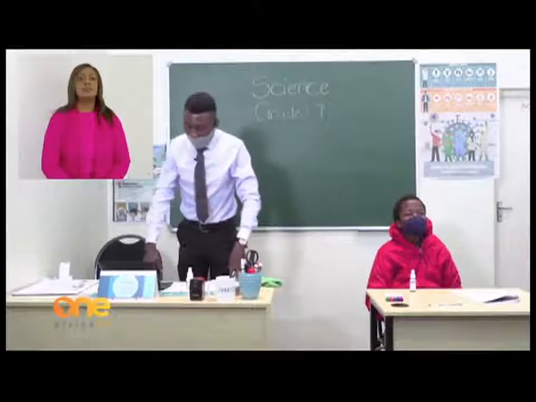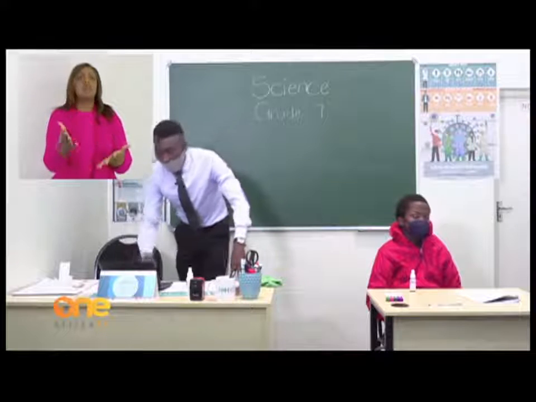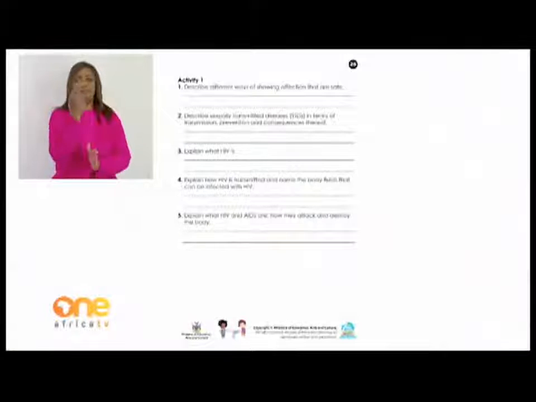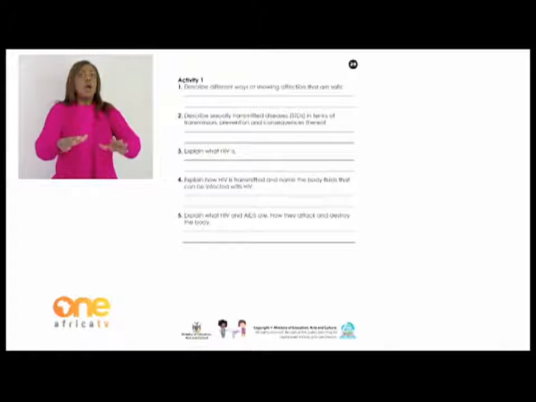All right, Mr. Futo has prepared some questions for you here. And then let's all turn to page 25, where we will find our questions. As it's written in Activity 1, number 1, describe different ways of showing affection that are safe. I think that all of us can answer this question. Number 2, describe sexually transmitted diseases, or to say STDs, in terms of transmission, prevention, and then the consequences thereof.